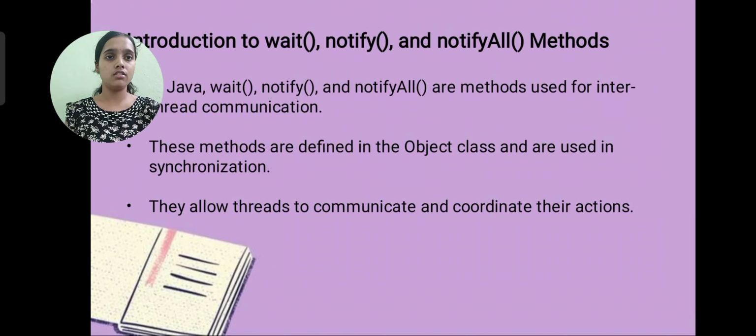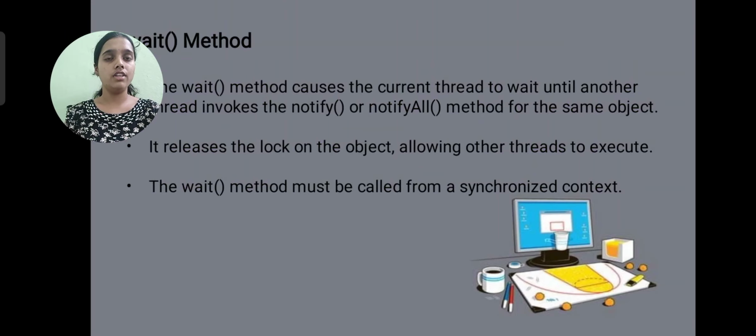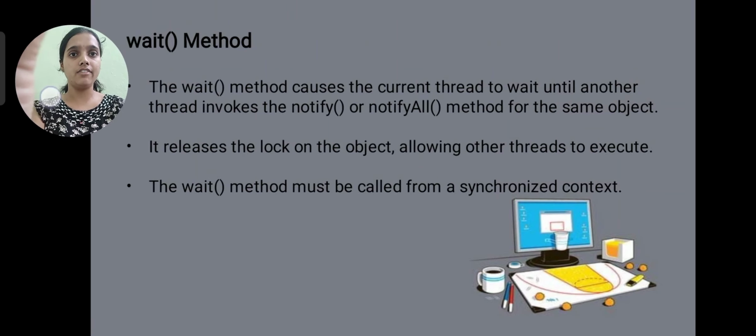So we can say that the advantages of using these methods are that they are used for inter-thread communication, they are defined in the Object class, and they are used in synchronization. Now what do they allow us to do? They allow threads to communicate and coordinate their actions. Now we'll look at the wait method.